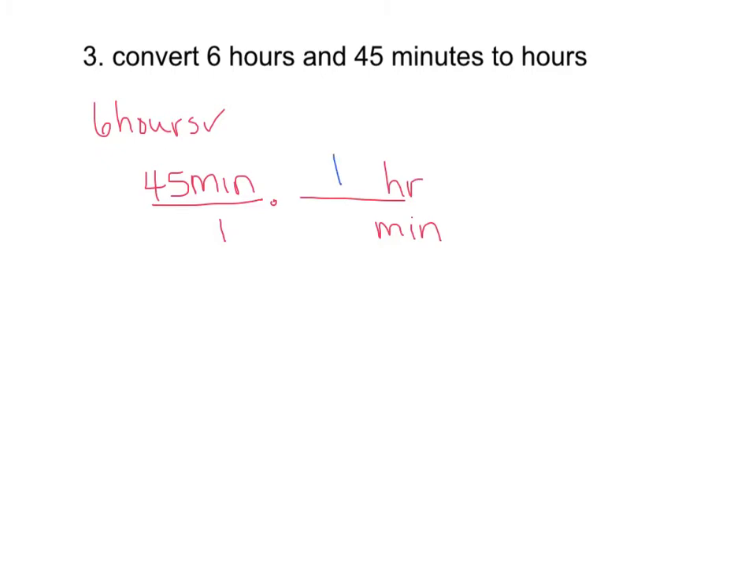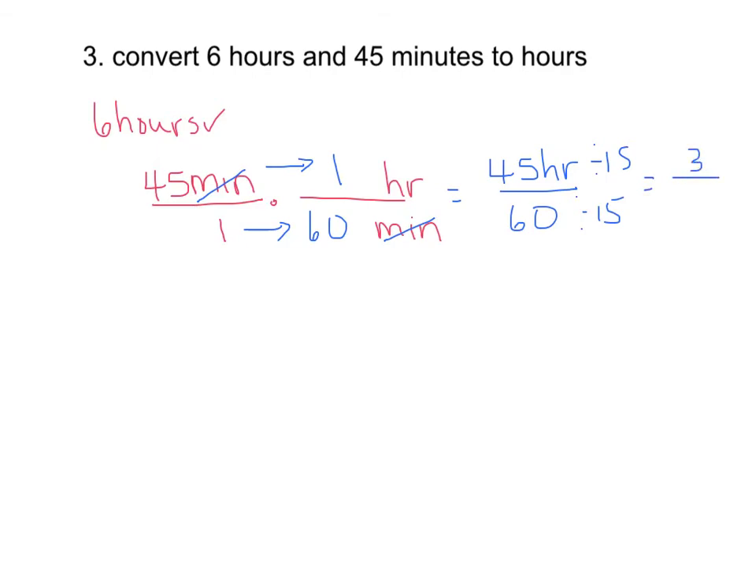Hours is bigger, so he gets a 1. There's 60 minutes in an hour. Make sure that the minutes cancel out, which they do because one's on top, one's on bottom. Multiply straight across, and I get 45 hours over 60. We reduce. They both have 15 in common. So that leaves me with 3/4. So 6 hours and 45 minutes is 6 hours and 3/4 hours.